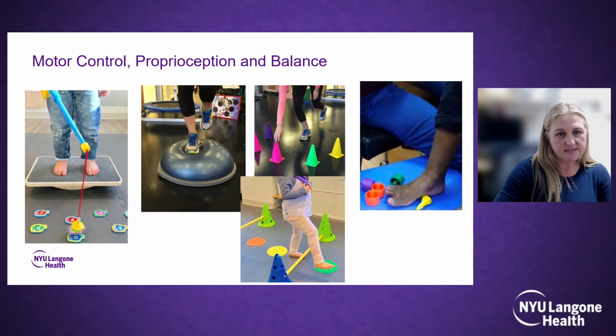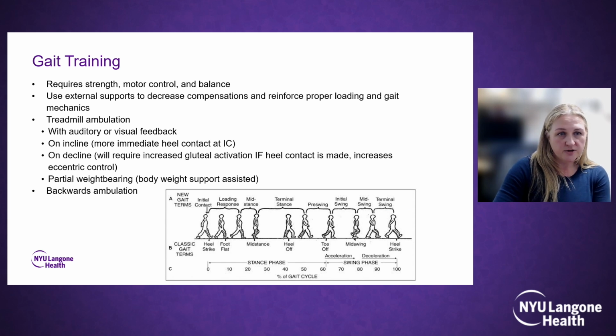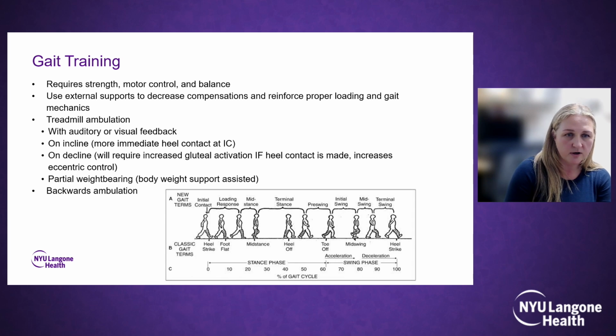Here are some activities. Gait training. Again, you want to use your external support, so you decrease your compensations and you get proper loading and gait mechanics. You want to train the way you want them to move. There's no point in training them in an improper gait pattern. You can use auditory or visual feedback. We do a lot of treadmill, incline, decline, partial weight bearing, backwards.